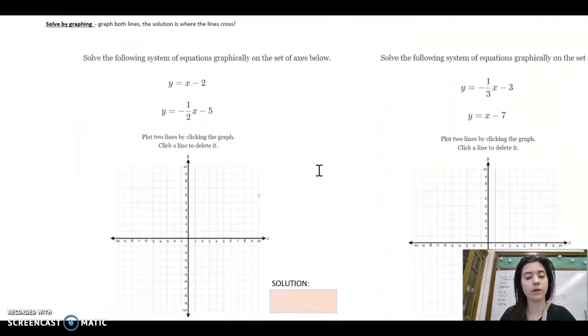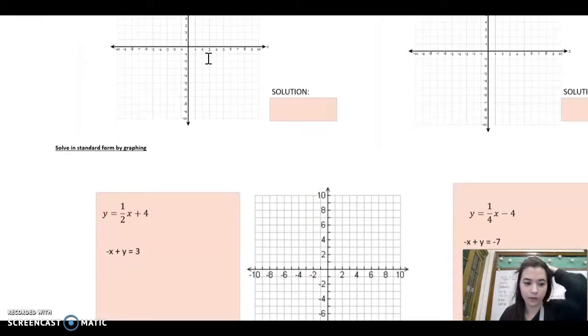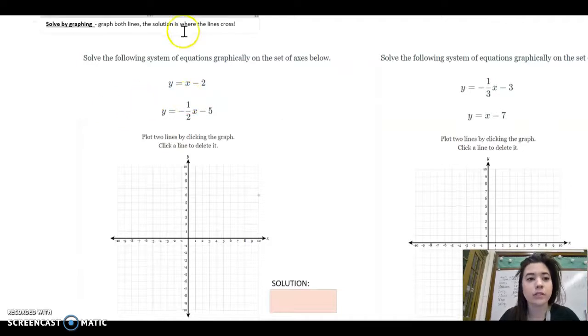Alright, keep on going. Okay, I'll do one regular graphing and then one standard form graphing problem. Alright, so remember, if I ask you to solve by graphing, what I'm asking you to do is graph both lines and then tell me where they cross.